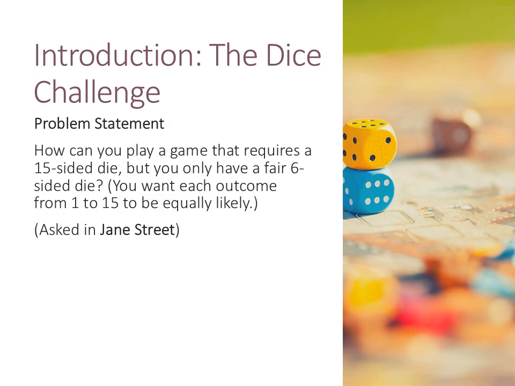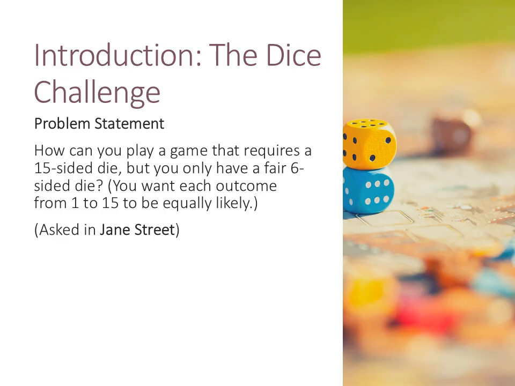Here's the problem we're facing today. You want to play a game that requires a 15-sided die, but all you have in front of you is a regular, fair, 6-sided die. The key requirement is that every number from 1 through 15 must be equally likely to come up, just as if you had a real 15-sided die.